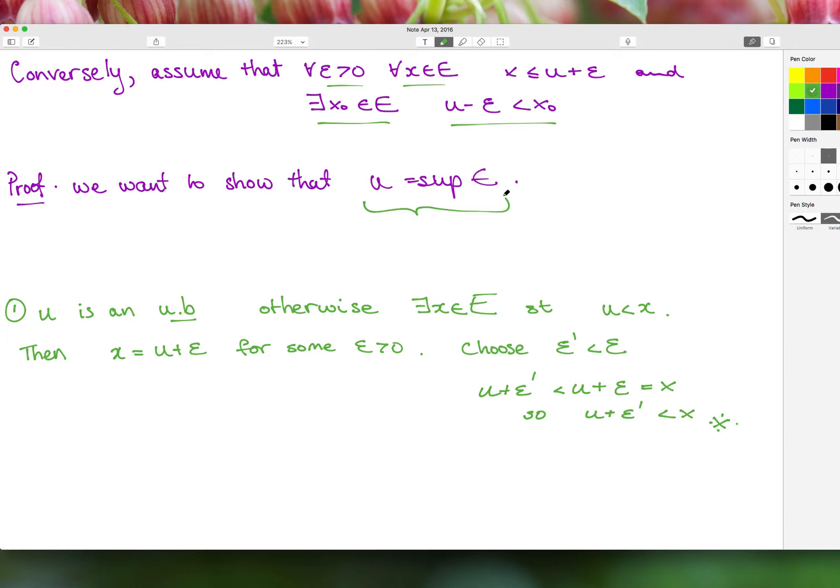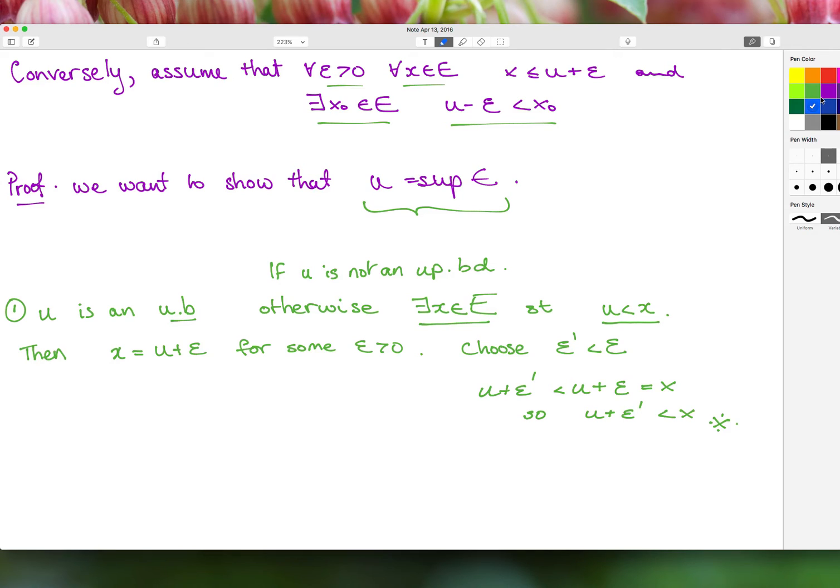So the first part of the proof is to show that U is an upper bound for E. So the proof goes something like this. If we're going to show it by contradiction, really. So we're trying to show that U is an upper bound. If U is not an upper bound, then there must be some x in E such that U is less than x. That's just from the definition of upper bound.